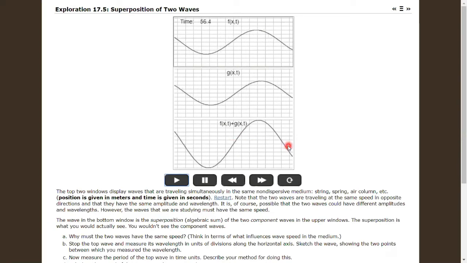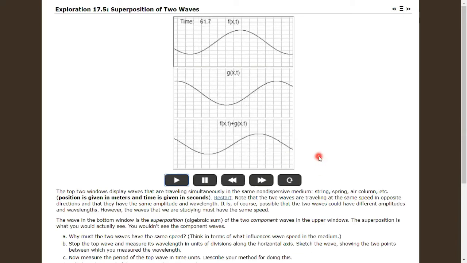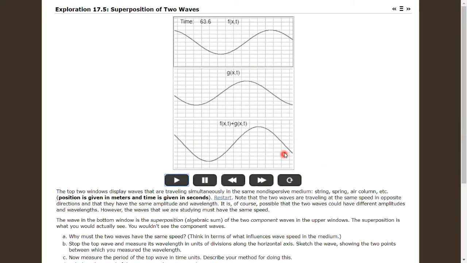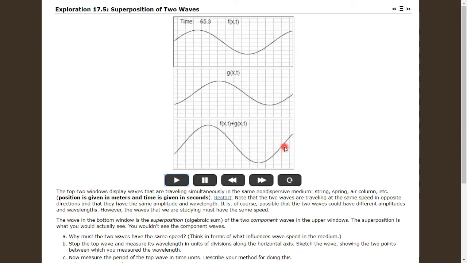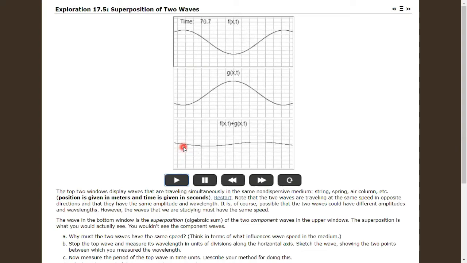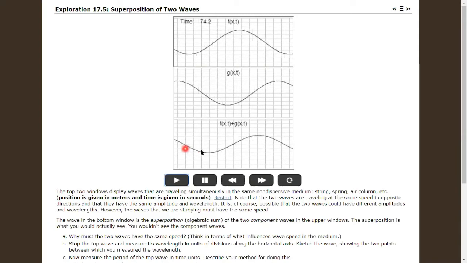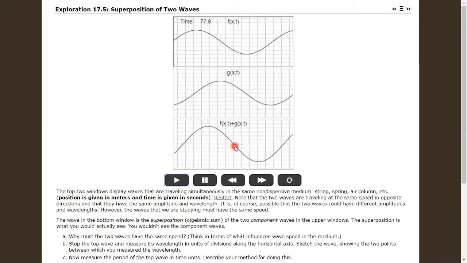Similarly, the next node we are getting here. This point is also not moving from its position, and the displacement of this point is minimum. So this point is also called a node. These are the points at which displacement is minimum, and these points are called nodes.